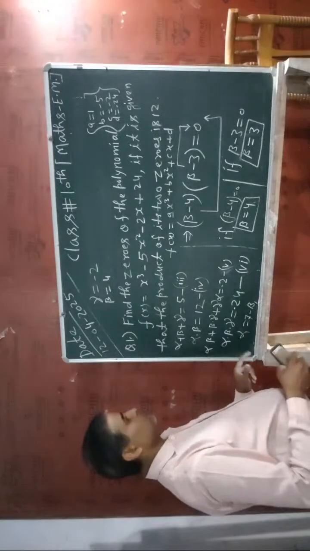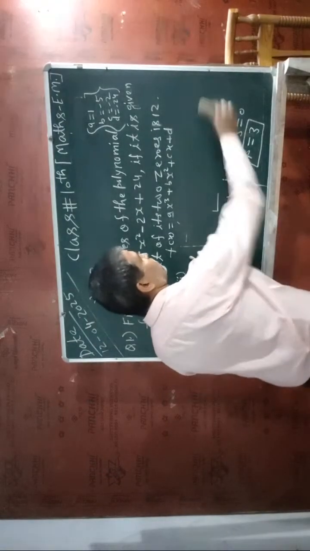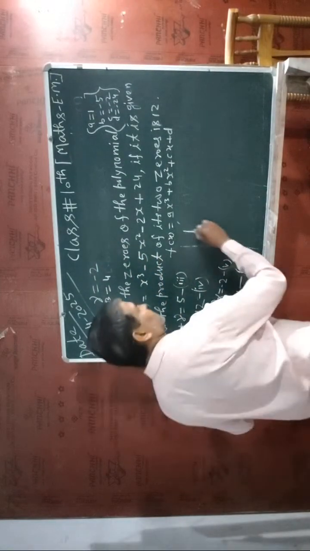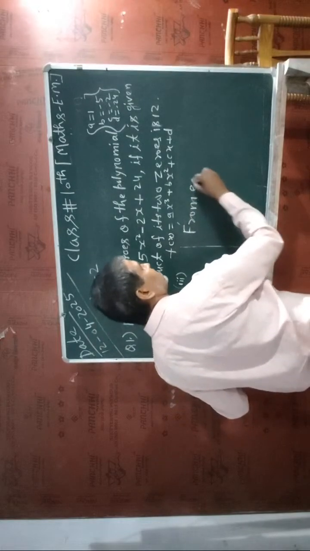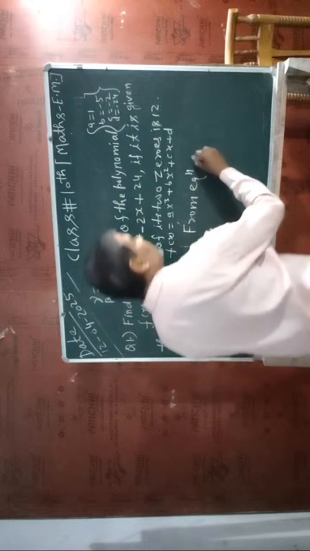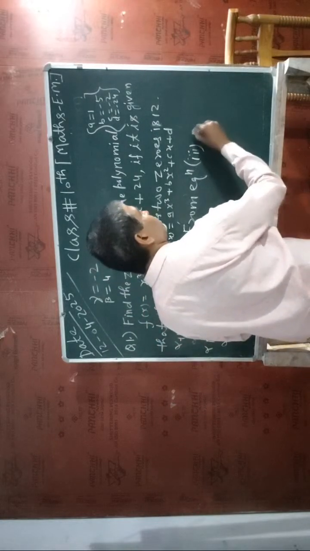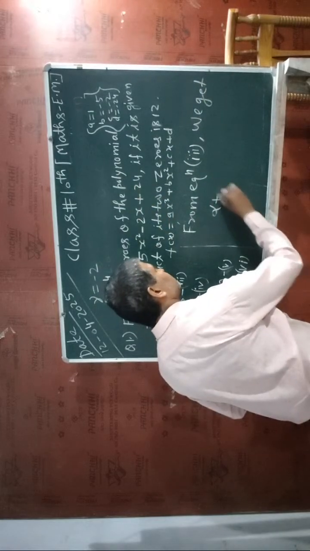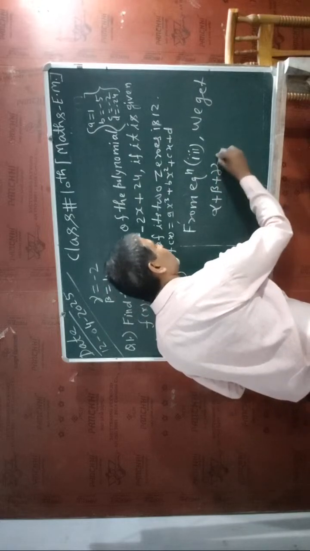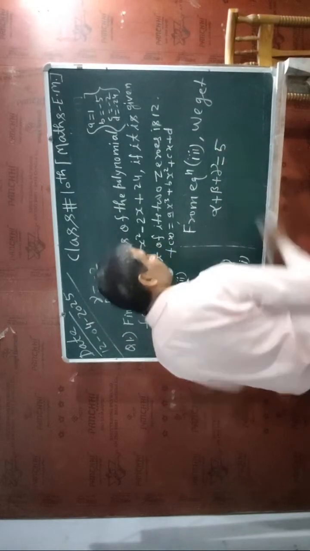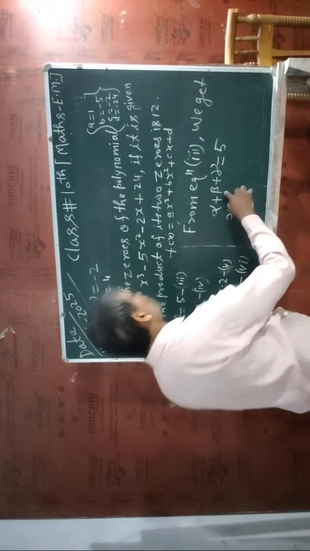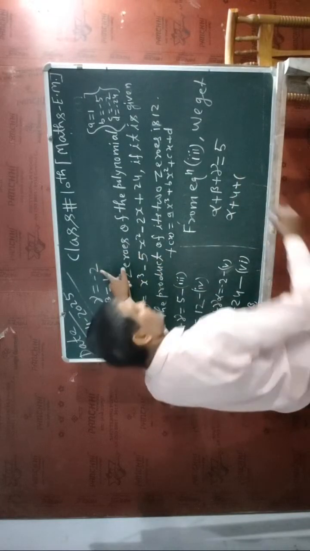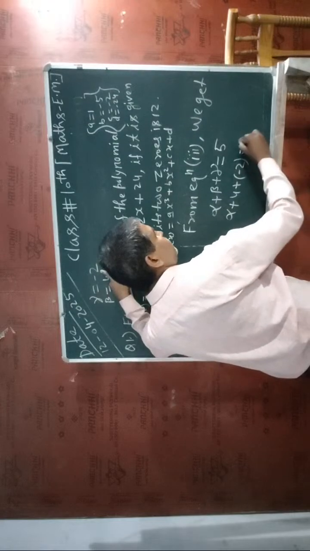Now I am going to take the value of gamma. Okay student, corresponding to the value of beta, from equation 3 we get alpha plus beta plus gamma which is equal to 5. Now I will write here the value of beta as 4, and the value of gamma is given here as minus 2, which is equal to 5.